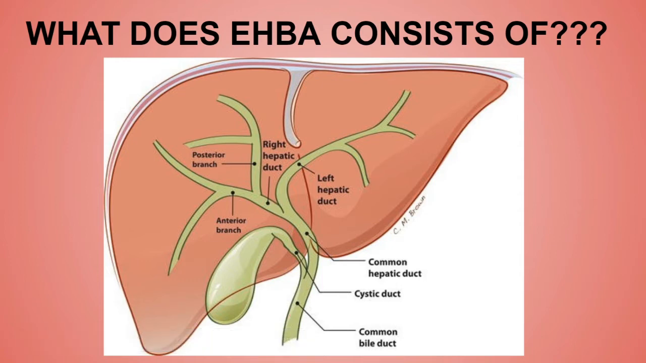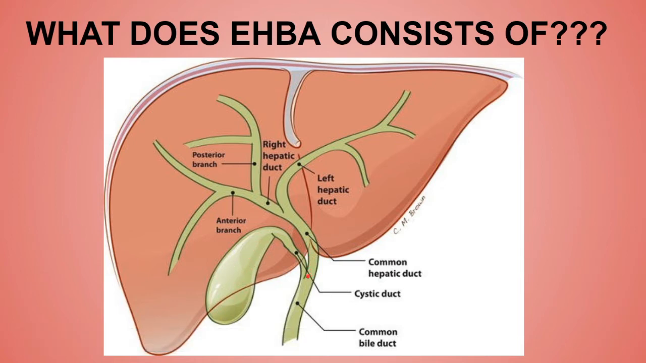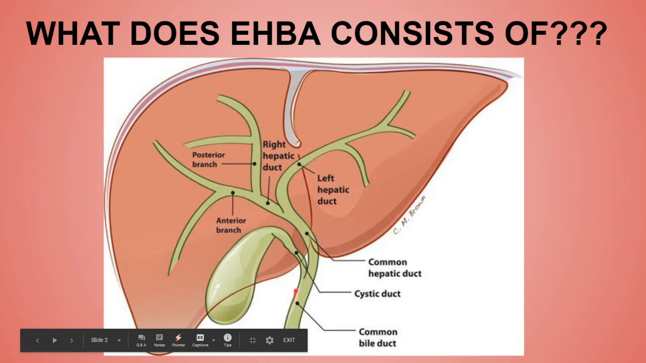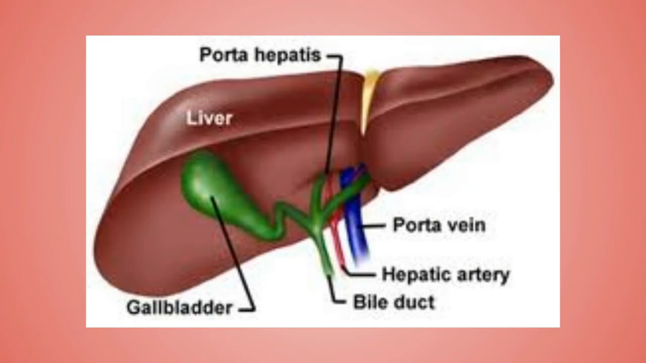Now what does the EHBA actually do? The extrahepatic biliary apparatus collects the bile from the liver and stores it in the gallbladder. Then this gallbladder, by way of the cystic duct and the common bile duct, gives this bile to the second part of the duodenum. Now we'll discuss each and every part of the EHBA.